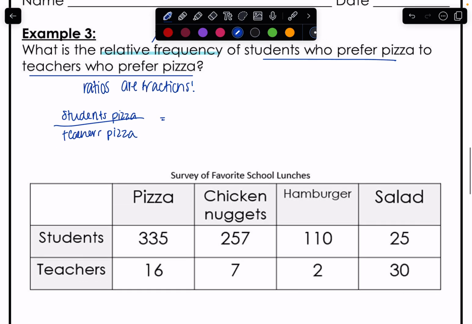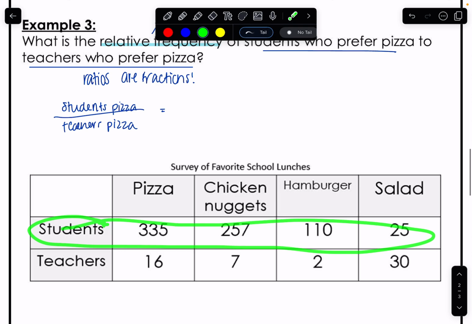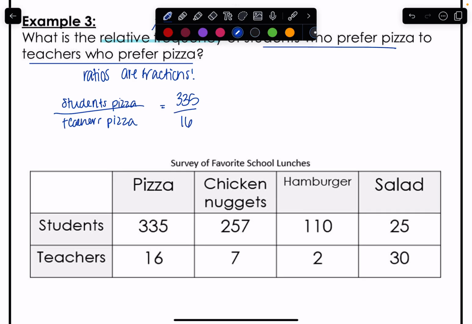So now we need to look at my table here. I can see students, that's this row right here, who prefer pizza, which is right here. So pizza and the students, that would be my work here. 335. That's very easy to identify, right? I have students, I have the pizza column right here. Same thing, now I need to go to the teachers who prefer pizza. 16. So 335 over 16.